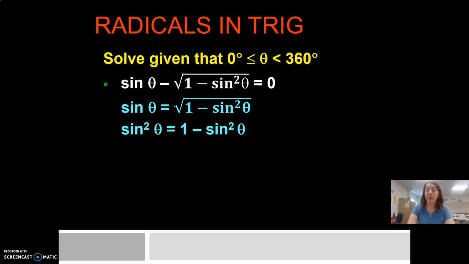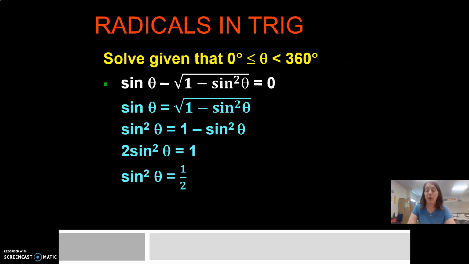So sine squared theta plus sine squared theta would be 2 sine squared theta, and my equation is still equal to 1. As I continue to solve, just like in an algebra question, I'm going to divide by 2 next. So sine squared theta is equal to 1/2. Well, in order to give the answers, I just wanted to say sine theta, not sine squared theta.